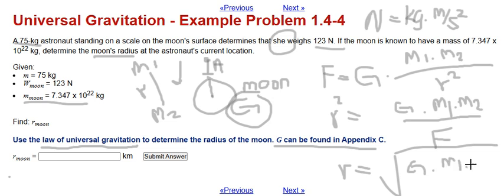So that's the first thing. You're going to write it down in your note. And so all the information is written, and we use the equation, the universal gravitation law, and your G constant. So for this one, you go to the appendix and you read it.